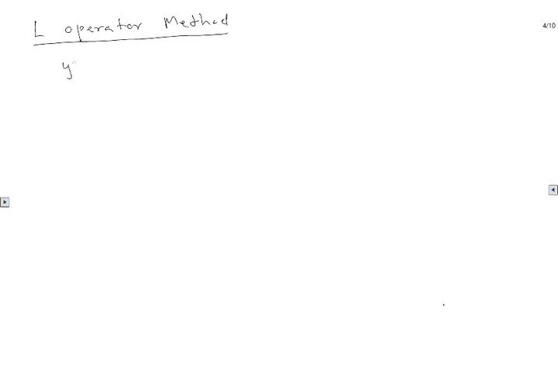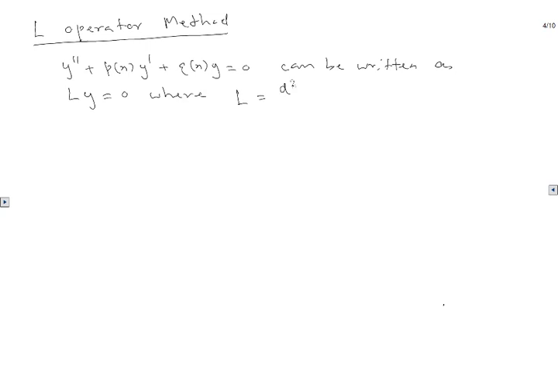So we can write this differential equation y double prime plus p(x) y prime plus q(x) y equals 0 as Ly equals 0, where we take the differential part out. That means L is simply the operator part. The y double prime means the second derivative, so we can write it as d squared over dx squared. That's the operator part.